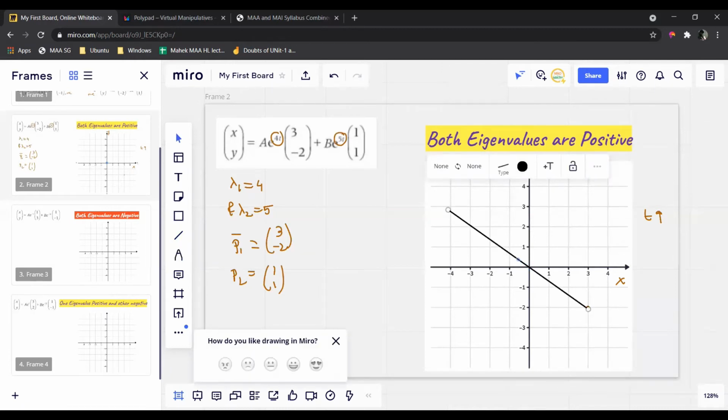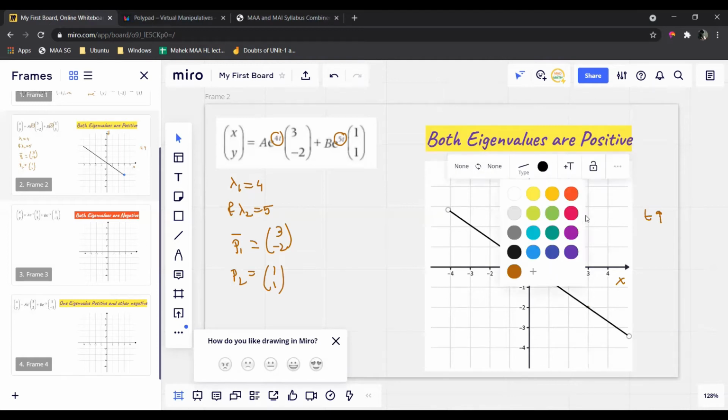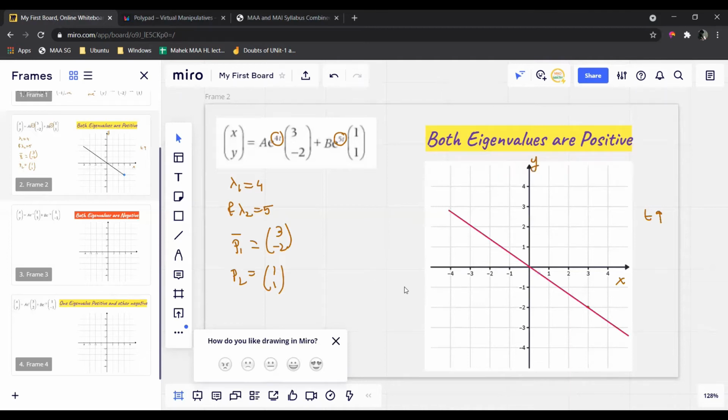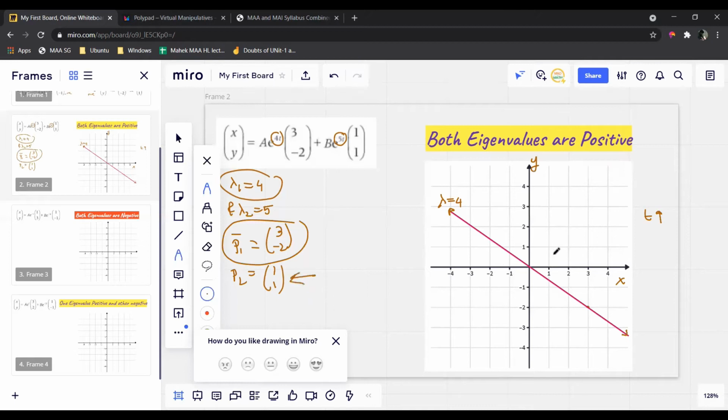Okay, this is the vector. Let me change the color for this. Let me use this magenta color. Now I label this with its lambda. This p1 bar corresponds to lambda 1, so I'll write over here lambda equals 4. This eigenvector corresponds to eigenvalue 4, so I'll label it. In the same way, draw this (1, 1). So 1 comma 1 is here.